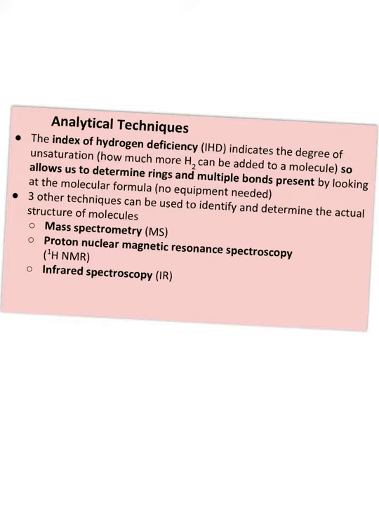So it looks at the molecular formula, and you don't need any equipment to analyze it. If you know the molecular formula, you can determine the IHD, which we will do in one of the following videos. The other three techniques are actually used to identify and determine the structure of the molecules. And this would include mass spectrometry, proton nuclear magnetic resonance spectroscopy, or HNMR, and then infrared spectroscopy, or IR.